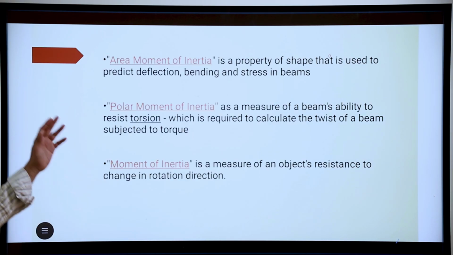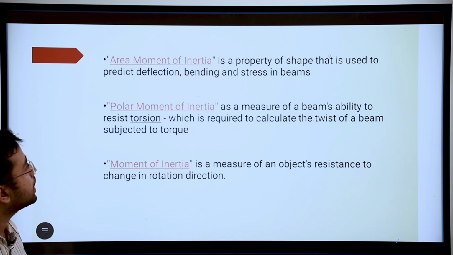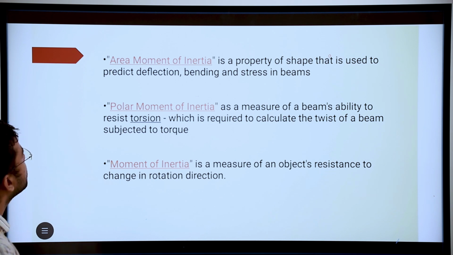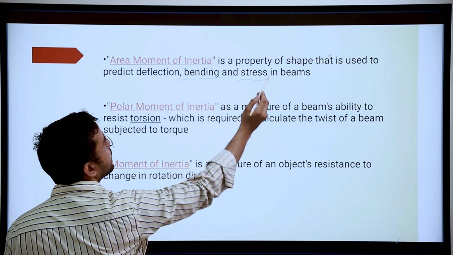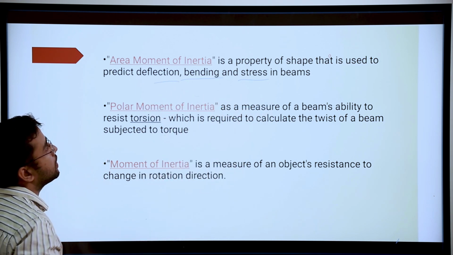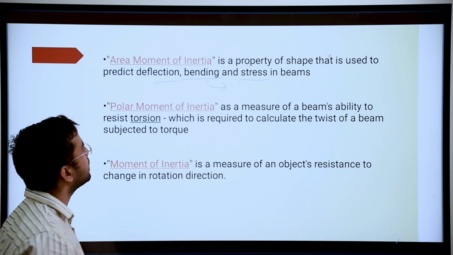So next topic, we will simply learn what the area moment of inertia is. Area moment of inertia is a property of a shape that is used to predict deflection, bending and stress. Obviously, where we use area moment of inertia, bending is strength of material, stress is strength of material, deflection is strength of material, right. Plus we use this area moment of inertia in fluid mechanics also.